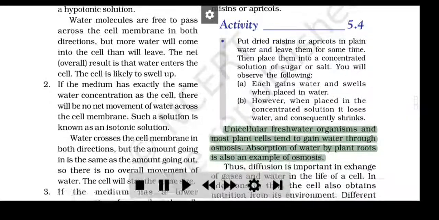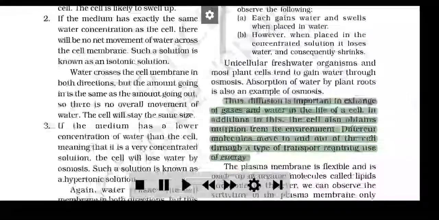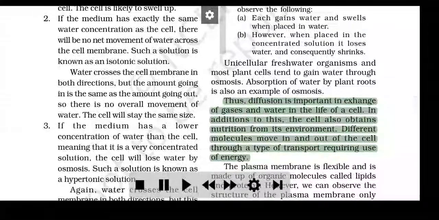Unicellular freshwater organisms and most plant cells tend to gain water through osmosis. Absorption of water by plant roots is also an example of osmosis. Thus, diffusion is important in exchange of gas of a cell. In addition to this, the cell also obtains nutrition from its environment. Different molecules move in and out of the cell through a type of energy.